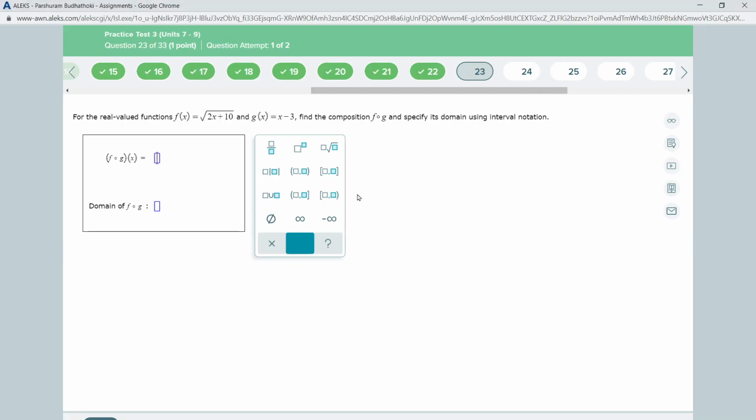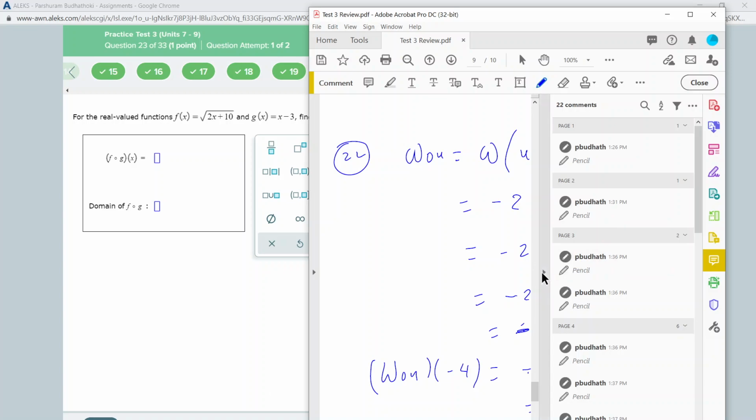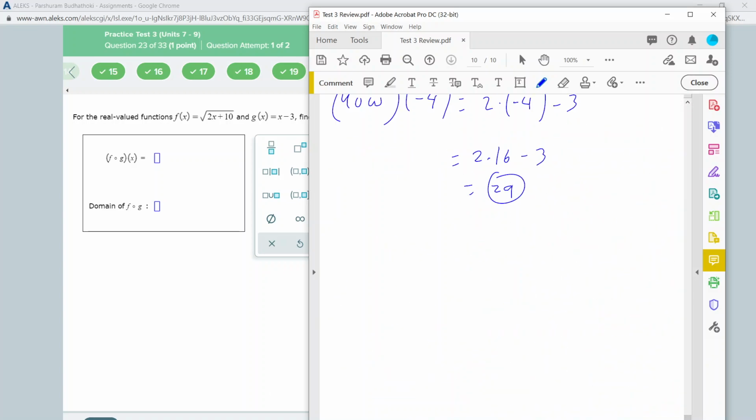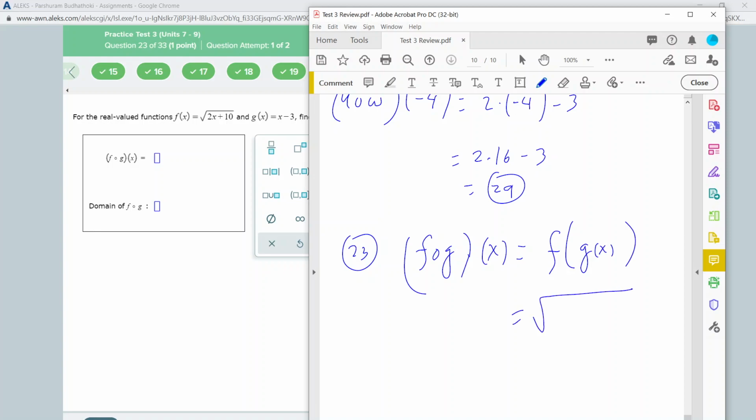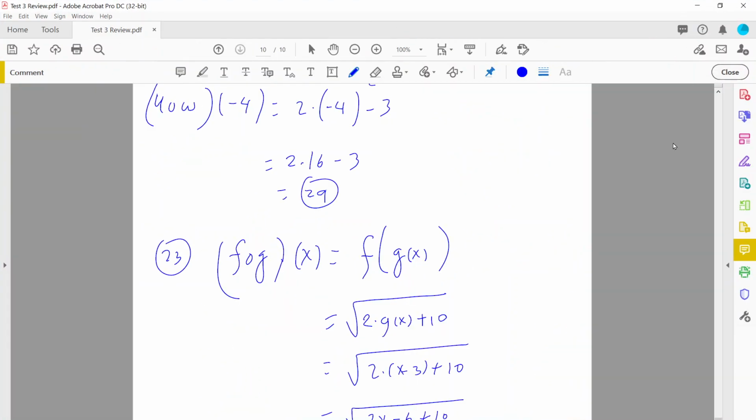Let's go to next problem, problem 23. In problem 23, you have to find out the composition of these two functions by doing exactly the same thing, composition. So f composite g, this is problem 23. F composite g x, this is plug the value of g of x in f of x. So this is 2 times g of x plus 10, and finally plug the value of g of x, which is x minus 3. So if you do that, it will give you 2x minus 6 plus 10, and if you just simplify this, that will be 2x plus 4.